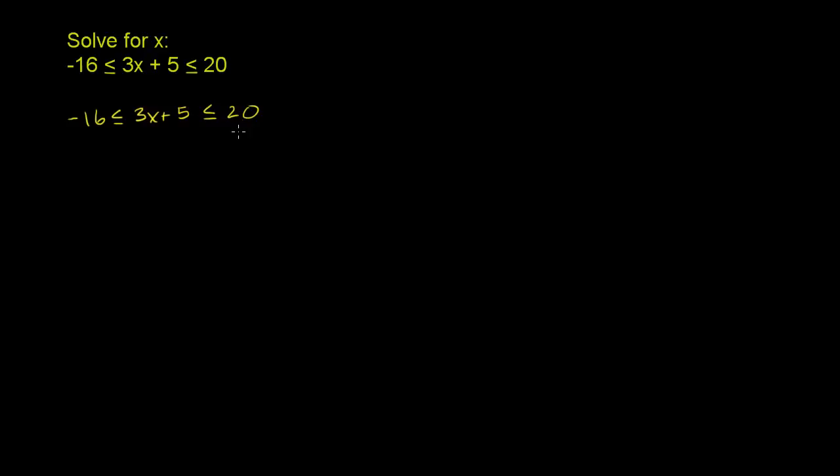And the other way is to think of it as two separate inequalities, but both of them need to be true. So you could also view it as negative 16 has to be less than or equal to 3x plus 5, and 3x plus 5 needs to be less than or equal to 20. This statement and this statement are equivalent.